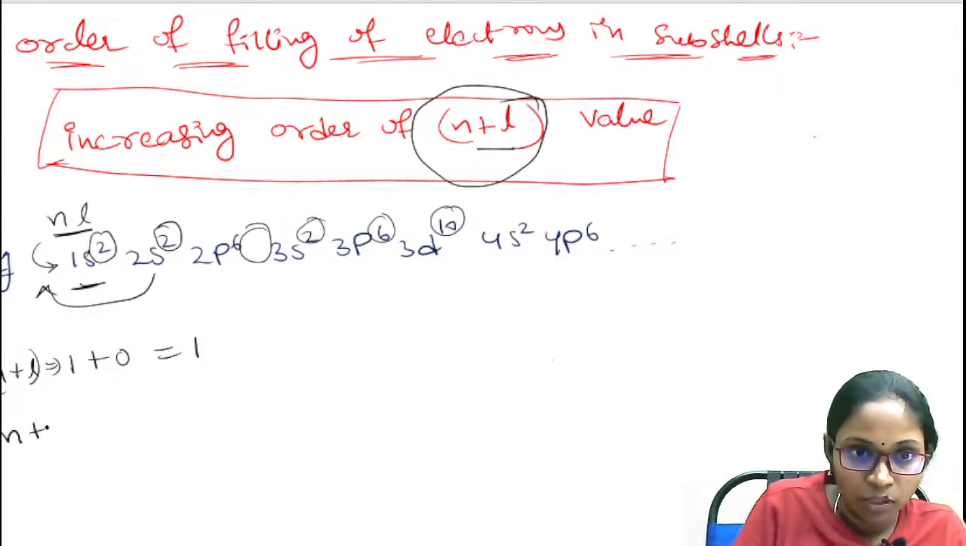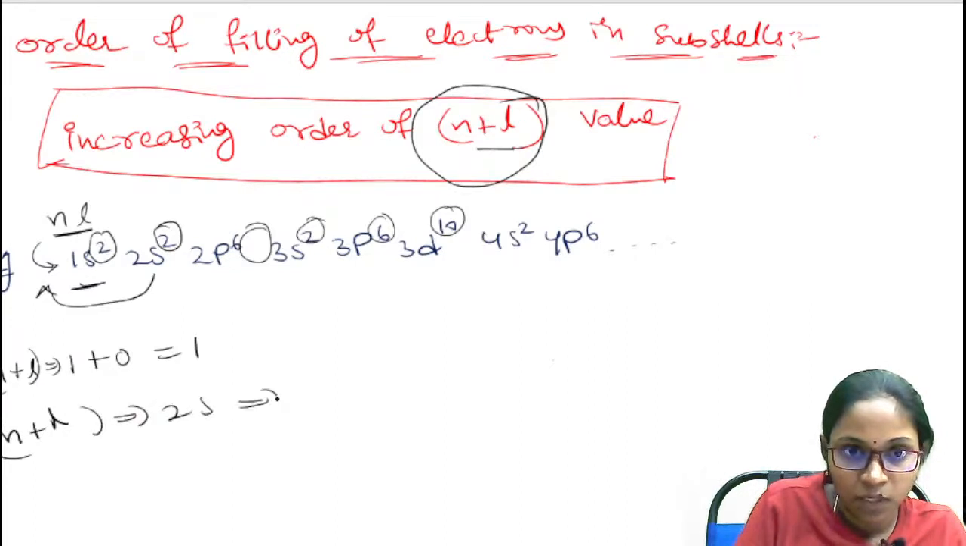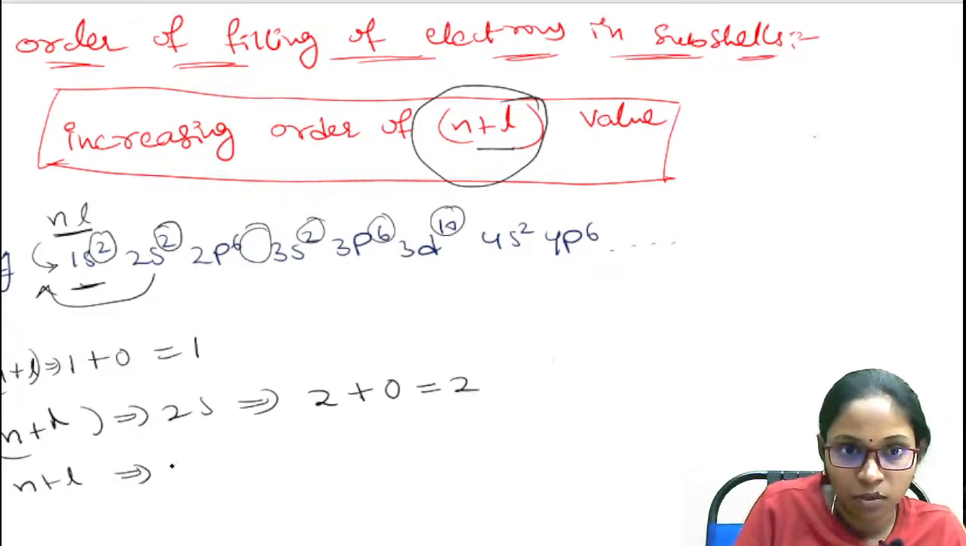And coming to the next one, that is for 2s. 2 plus s value is 0, so it will be 2. And coming to the next one, that is for 2p. 2 plus p value is 1, l value for p is 1, it is equal to 3.